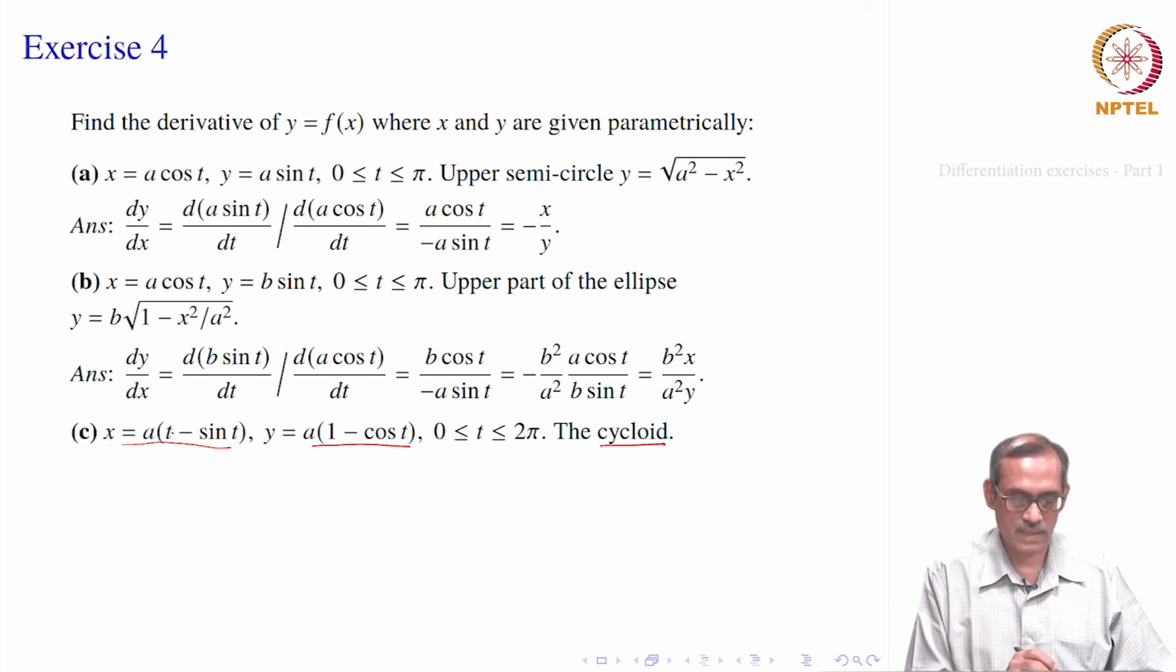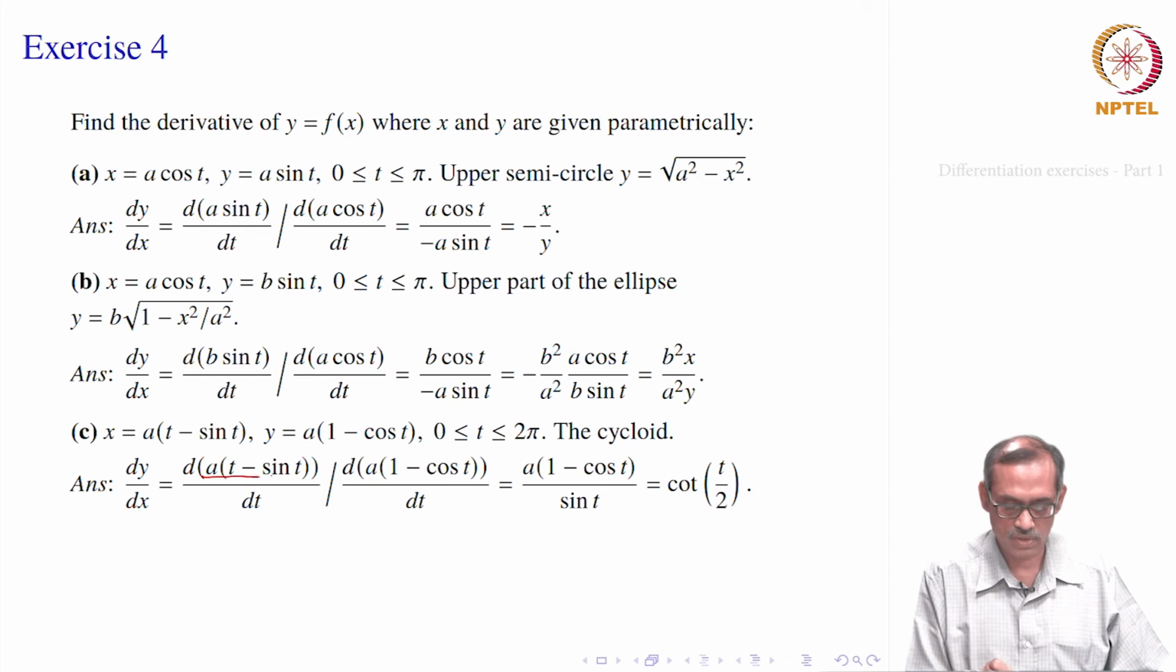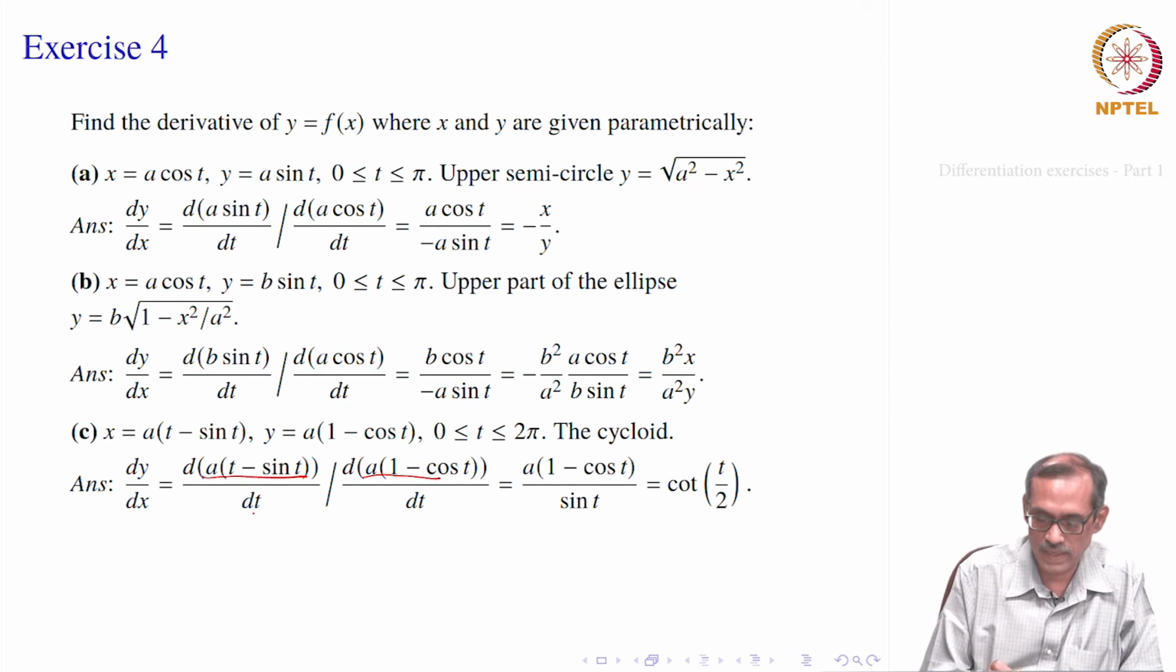Now, we proceed again similarly and compute dy by dx, which is d of y over dt, divided by dx over dt. There is some problem here. It should be dy by dx, not dx by dy. We are computing dy by dx.